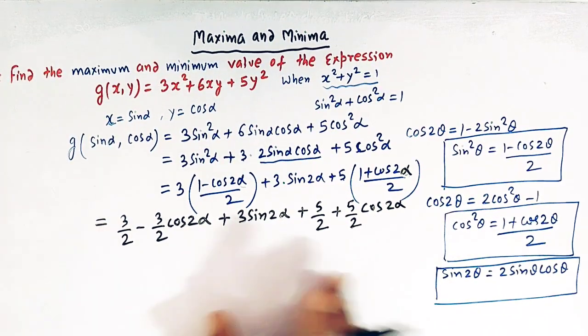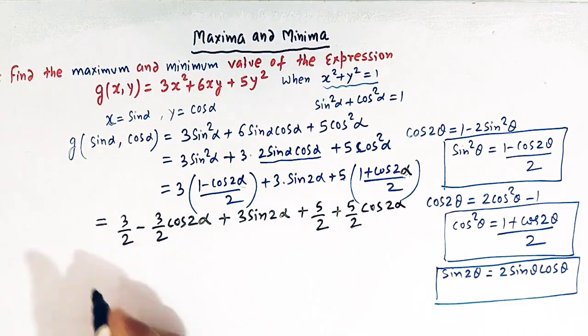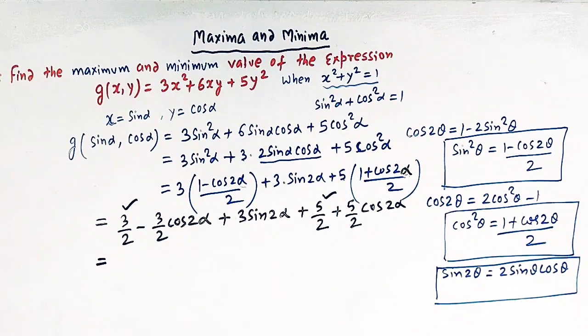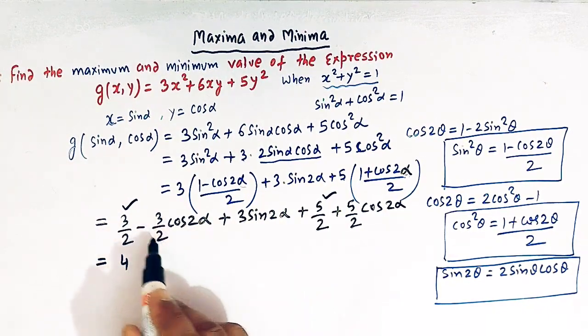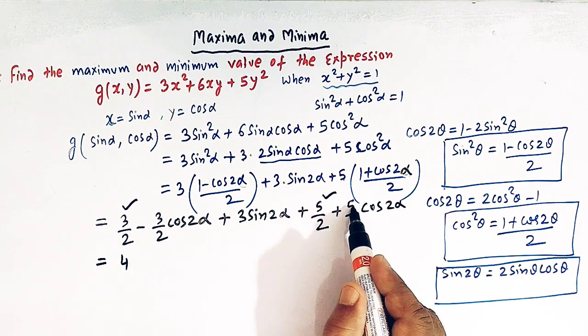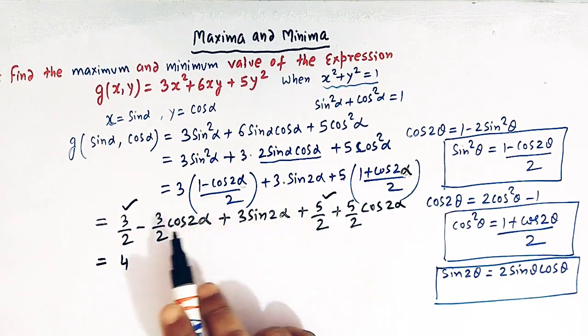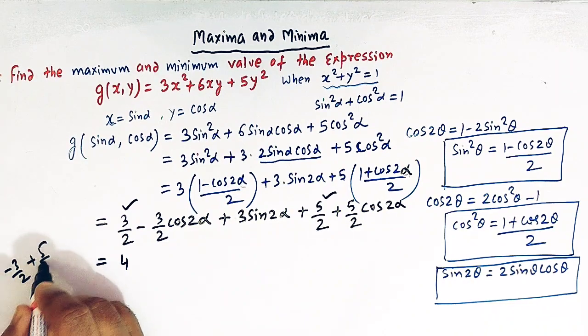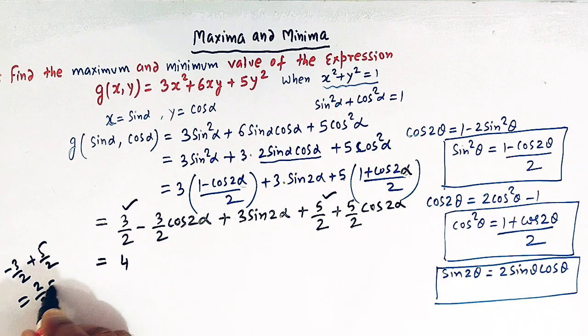So now let us collect the terms, and we have 3 over 2 plus 5 over 2 is 8 over 2, that is 4, and here minus 3 by 2 plus 5 by 2 is 2 over 2, that is 1.